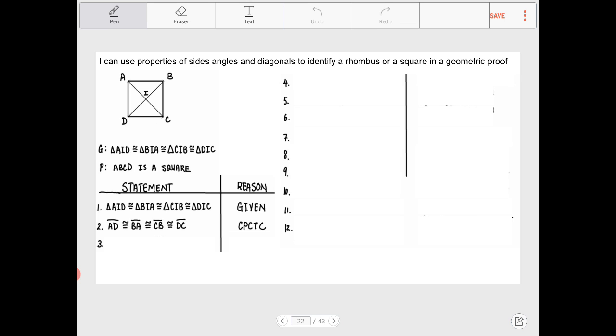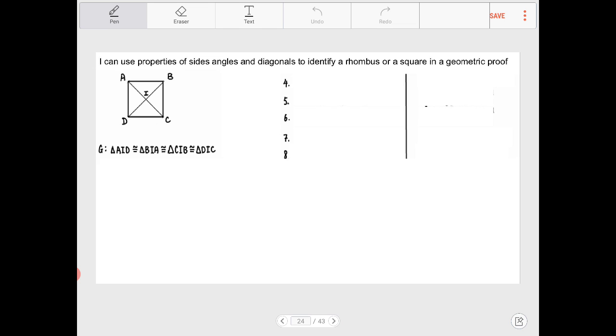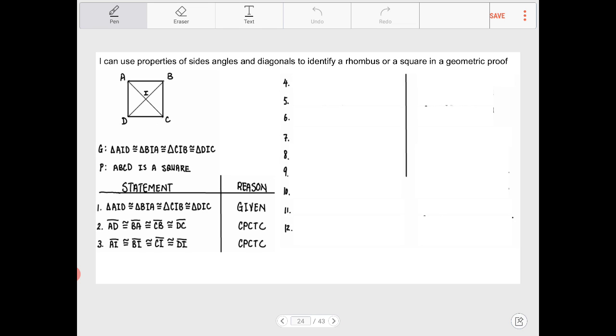I also recognize that not only are the 4 sides the same, now I want to talk about the diagonals a little bit, or the parts of the diagonals. I recognize that AI is congruent to BI, which is also congruent to CI, which is also congruent to DI. All of those lengths will be the same. Again, because corresponding parts of congruent triangles are congruent.